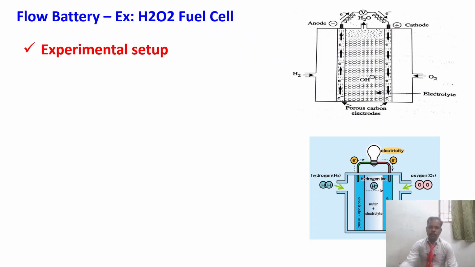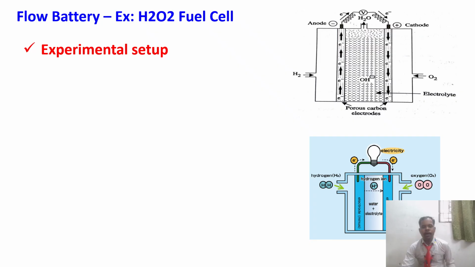But in this case, we are going to see only one example, like the hydrogen oxygen fuel cell. So what is a fuel cell? The fuel cell is a voltaic cell which converts the chemical energy of the fuels directly into electricity. That is called a fuel cell.